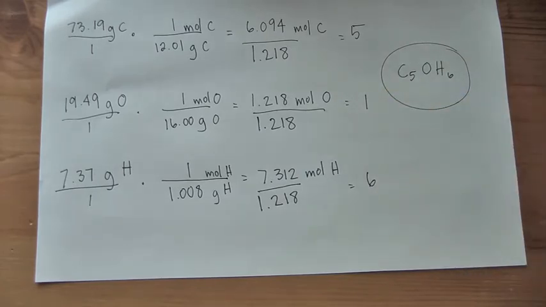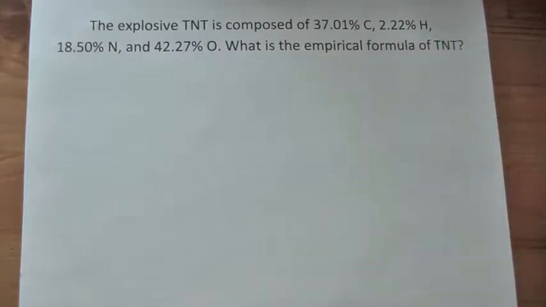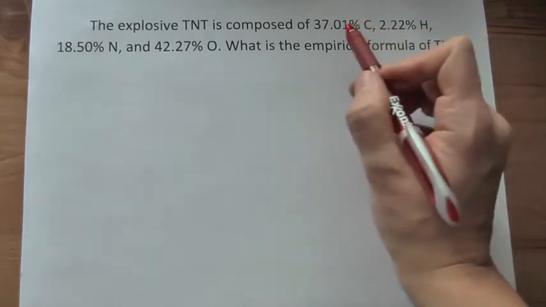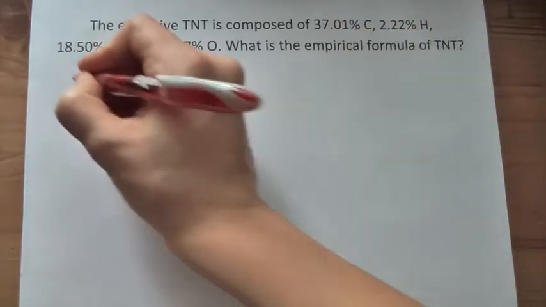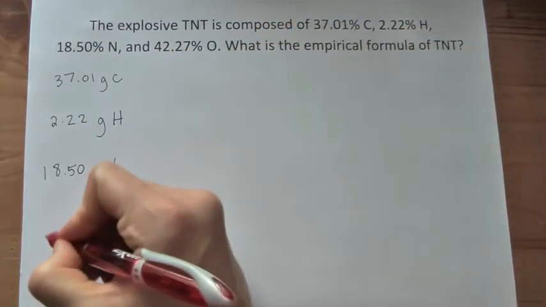That won't always be the case. Let me show you an example. We are given percent compositions. So we know that we can convert those to a hypothetical 100 gram sample, so we can make these each grams. Let's start with carbon, and hydrogen, nitrogen, and oxygen. Let's go ahead and convert to moles now.